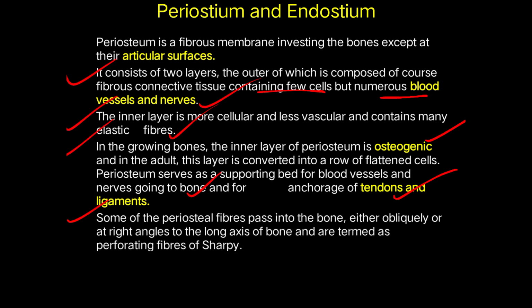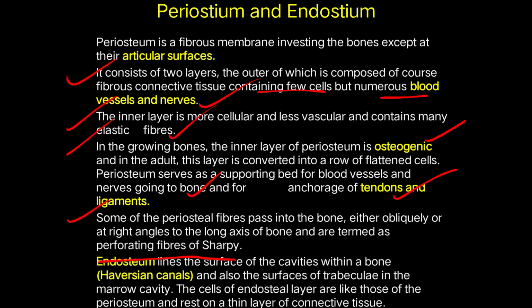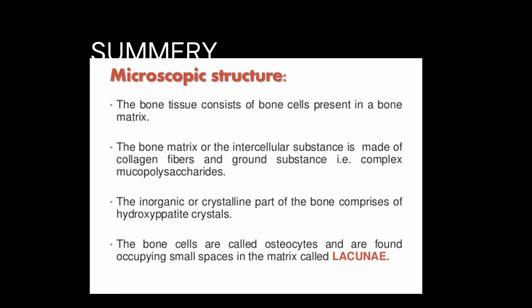Some of the periosteal fibers pass into the bone either obliquely or at right angles to the long axis of the bone and are termed perforating fibers or Sharpey's fibers. Then the endosteum lines the surface of the cavity within the bone, that is the Haversian canal, and also the surface of trabeculae in the marrow cavity. The cells of the endosteal layer are like those of the periosteum and rest on a thin layer of connective tissue.